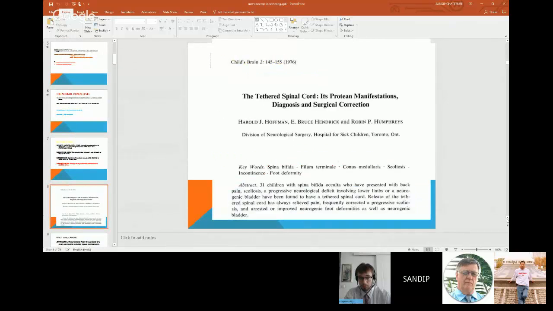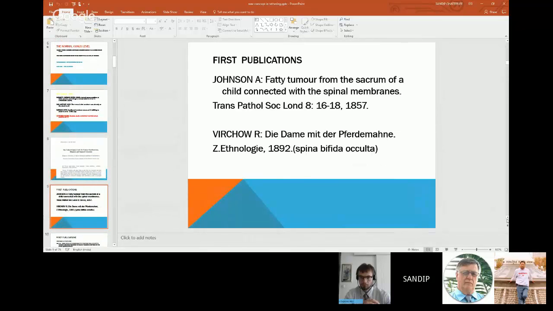This is the first publication using the word tethered cord that came out from the Hospital for Sick Kids, but by one of my previous ex-bosses, Harold Hoffman in Toronto. And this was the article he wrote, and this was the term he used, the tethered spinal cord, and suggested the protean manifestations associated with this condition.